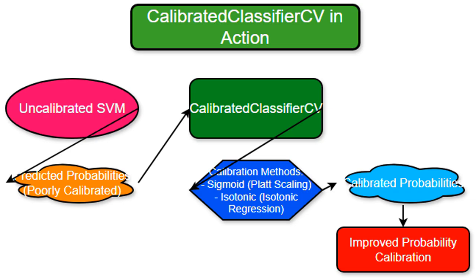Using CalibratedClassifierCV is like giving the SVM a second chance, a refinement pass to improve the reliability of its probability predictions. It doesn't magically improve accuracy, it refines the calibration of the model's probabilities.